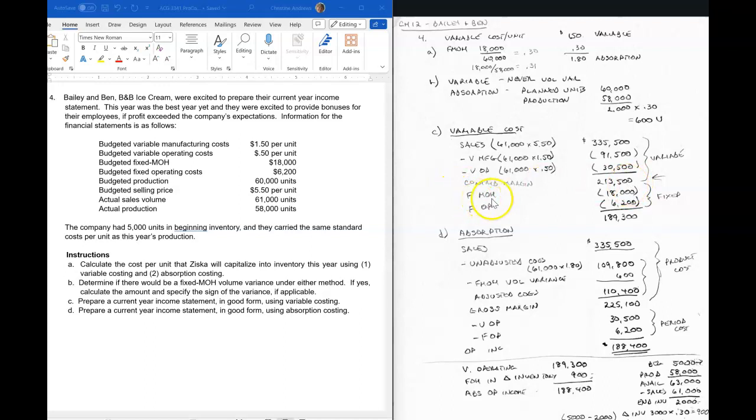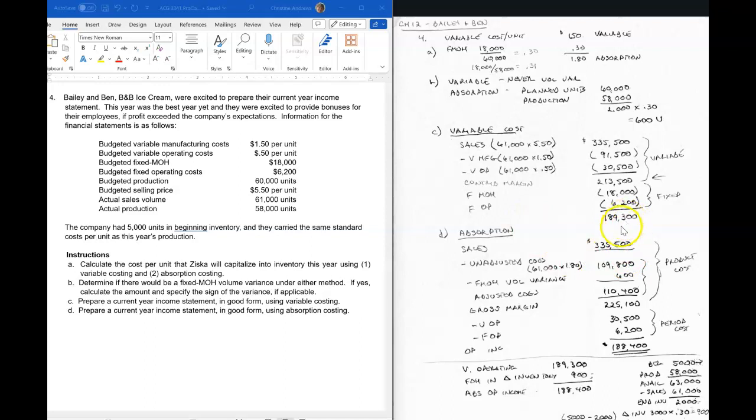My fixed manufacturing overhead is $18,000. That's right from here. From there, we also had it up above. And our fixed operating expenses are $6,200. There's our budgeted fixed operating expenses. So operating income on a variable cost basis is $189,300.